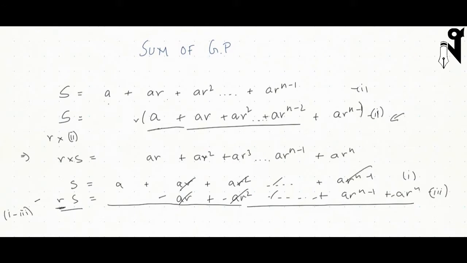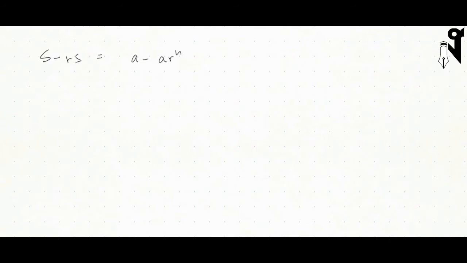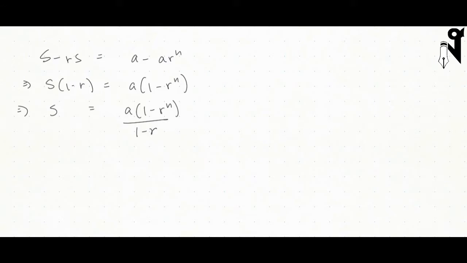And in the end, on the left hand side I have S minus rS. On the right hand side, I have the first term, a, and the negative of the last term present over here. So a minus ar power n. This is what I have. In this manner, I'll take S common on the left hand side: S into 1 minus r, equals, over here I can take a common, a into 1 minus r power n. So S is basically a into 1 minus r power n divided by 1 minus r. This is the formula for the sum of a GP.